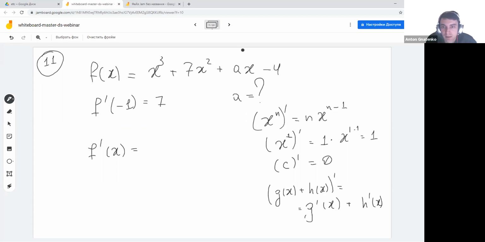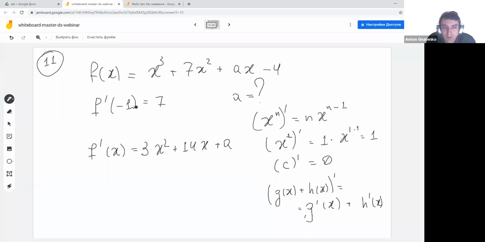So I have the sum of some functions. I can compute the derivatives separately. So with the first term, by this rule, it's 3 times x squared plus 14x plus a, and that's it. And minus 0, if you will, but the 0 doesn't affect the value of the derivative nonetheless.